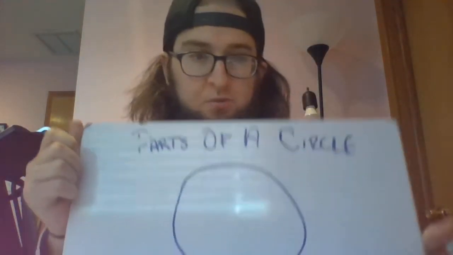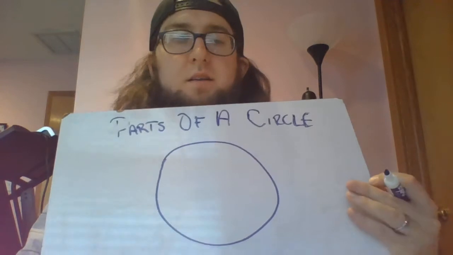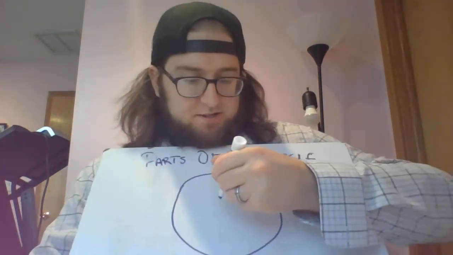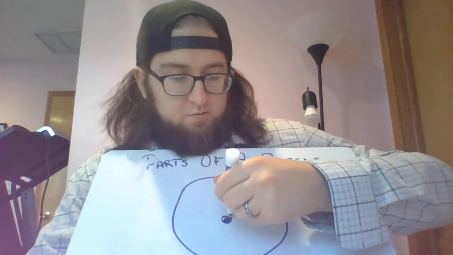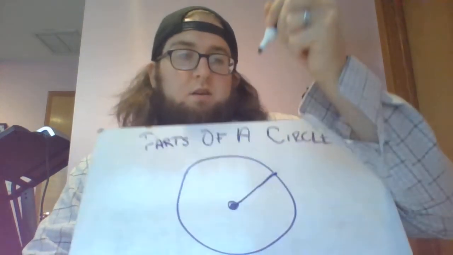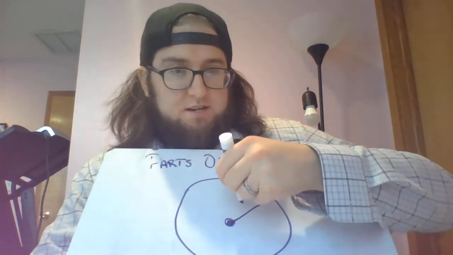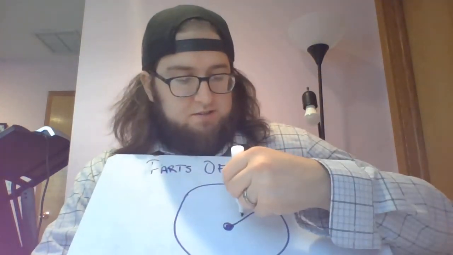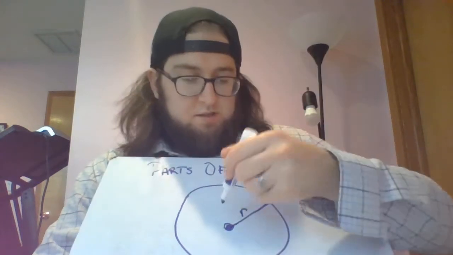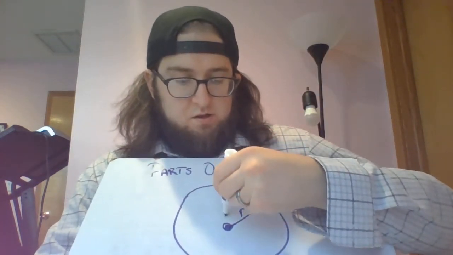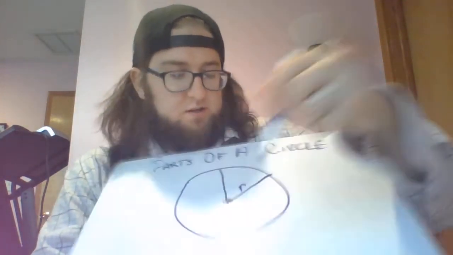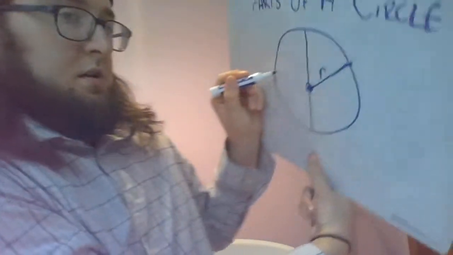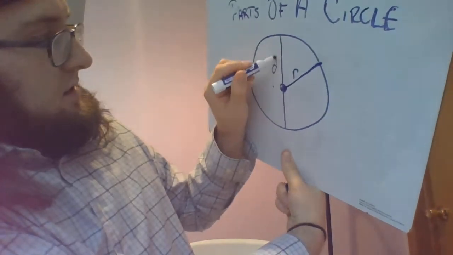All right, so before we leave, I wanted to show you what all these things look like on a circle itself. So we have our circle, okay? And now this isn't going to be precise, but the center, that dot right in the middle, that's our center. The radius goes from the center to the outside. Okay, so that's our radius. We'll call it R. The diameter goes from outside to outside and passes through the center. So we'll call it D.